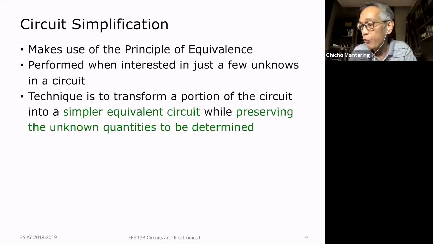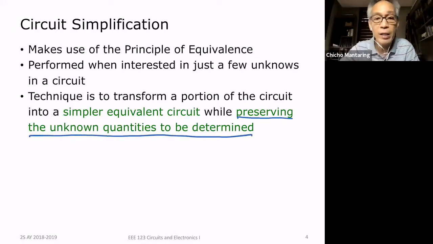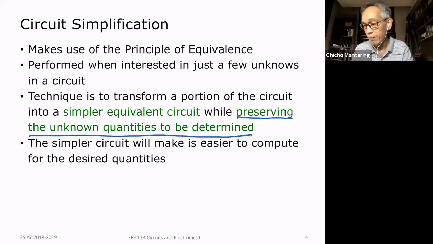The technique is to transform a portion of the circuit into a simpler equivalent circuit while, and this is very important, while preserving the unknown quantities to be determined. I'm going to explain what we mean by that later on. And then the simpler circuit will make it easier to compute for the desired quantities.